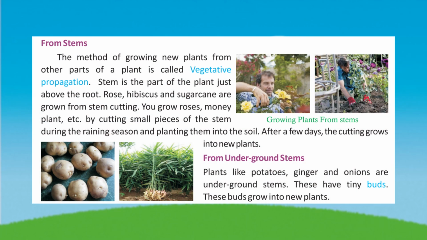From stems. The method of growing new plants from other parts of a plant is called vegetative propagation. Stem is the part of the plant just above the root. Rose, hibiscus and sugarcane are grown from stem cutting. You can grow roses, money plant, etc. by cutting small pieces of the stem during the rainy season and planting them into the soil. After a few days, the cutting grows into new plants.